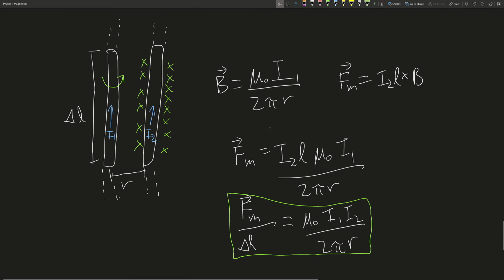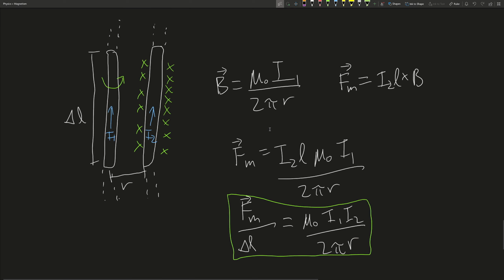And this is going to be an attractive force because if we apply the left hand rule, we see that the current is going upwards and the magnetic field is going into the page, which means that the force on this wire is going to be inwards. And similarly, you can see that the force on this wire is going to be inwards as well, because the induced field from the other wire is going to be going out of the page. So that's for when the current is in the same direction.